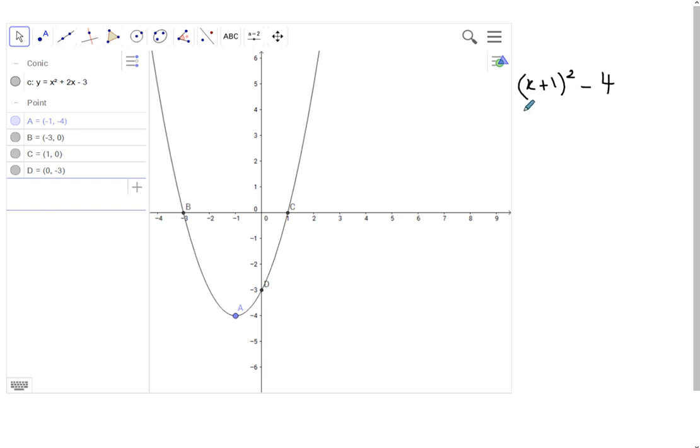And when you expand the x plus 1 squared out, and I'll just cheat so I know it's going to be x squared, and then 1 plus 1 is 2, and that's what's attached to the x, and then 1 times 1 is 1, and then you minus your 4. So the equation of this graph is x squared plus 2x minus 3, which you can tell is the same there. Okay, so it's that easy. All right, let's try another one.